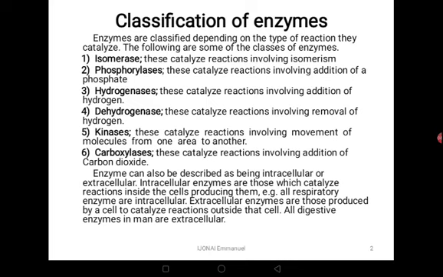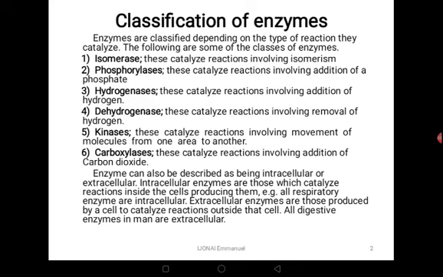So having known that enzymes are now important in our bodies, let's look at now the classifications of enzymes. Enzymes are classified basically basing on the nature of the reaction that they catalyze or the nature of the substrates that they act on. So enzymes can be classified based on the nature or the type of reaction that they catalyze. For example, let's look at the following classes of enzymes.